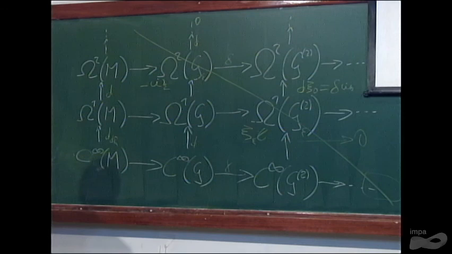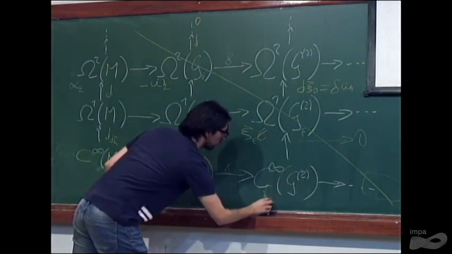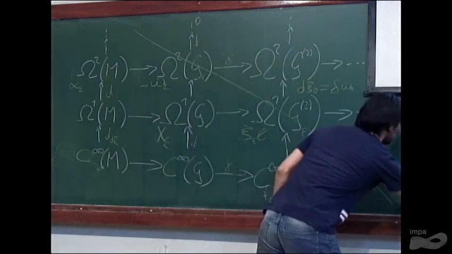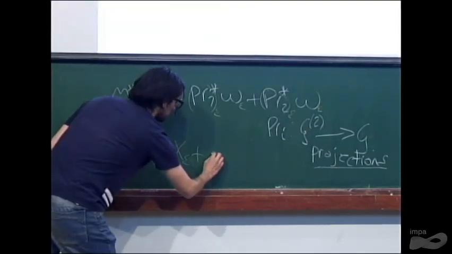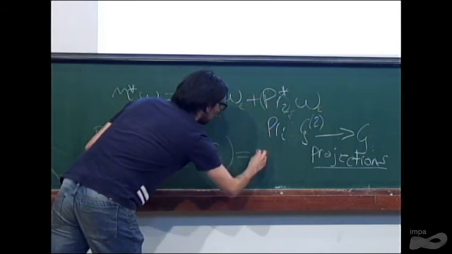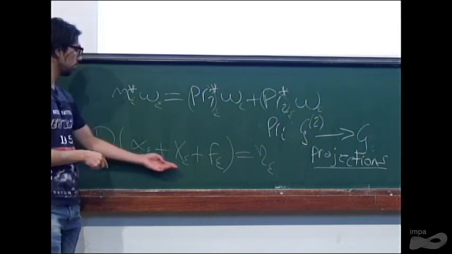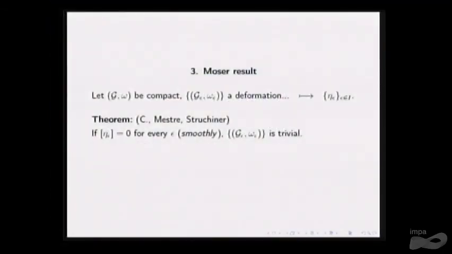And to say that this is exact in a smooth way, it means that first it is exact. So it means that we have elements alpha epsilon, x epsilon, and functions on the composable arrows, f epsilon. So we can express this as saying that there is a differential such that alpha epsilon plus x epsilon plus f epsilon is equal to the infinitesimal cocycle. And to say that it is in a smooth way means that each one of this family, alpha epsilon, x epsilon, f epsilon, is smooth. So if we have this condition, the deformation is trivial.